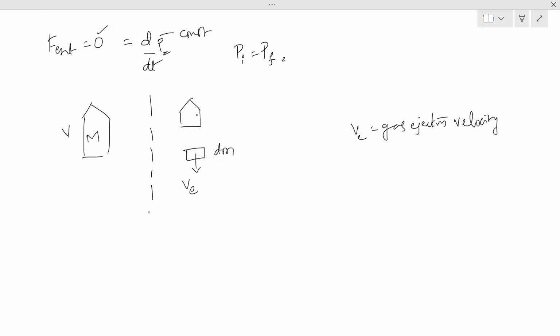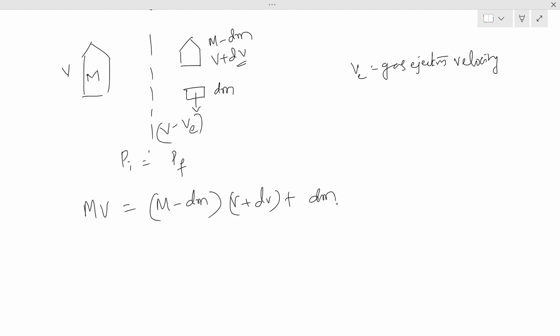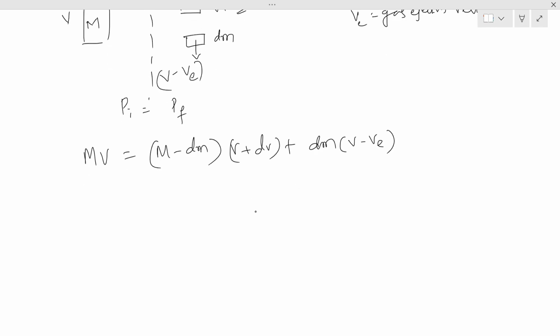So the rocket will gain some velocity and lose some mass. So the mass of the rocket will be m minus dm because it is releasing this dm. And velocity initially was v, that will increase to v plus dv, some more value will be added. And here the relative velocity will be v minus ve because we are writing with respect to the rocket. Now applying conservation of momentum, initial momentum is equal to final momentum. Initial momentum is m into v, and final momentum will be (m minus dm) (v plus dv) plus dm into (v minus ve). This is relative velocity with respect to the rocket.